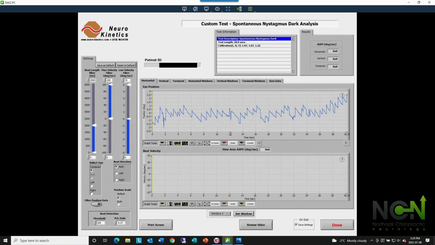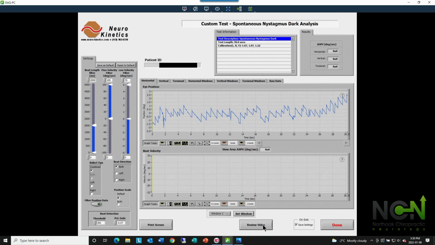Along the bottom axis here is time. The test runs for about 30 seconds, and on the vertical axis is the position of the eye. On this horizontal projection, when the line is going down, the eyes are moving to the left, and when the line is going up, the eyes are moving to the right. So we have a slow drift to the left and a fast beat to the right, repeated over and over again.